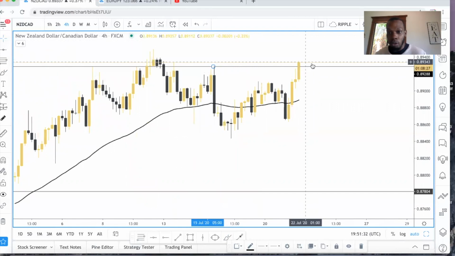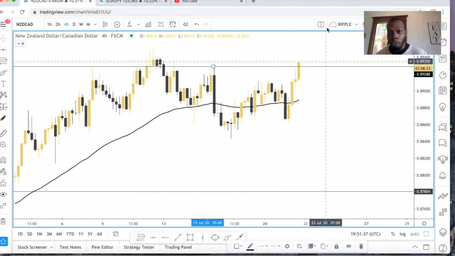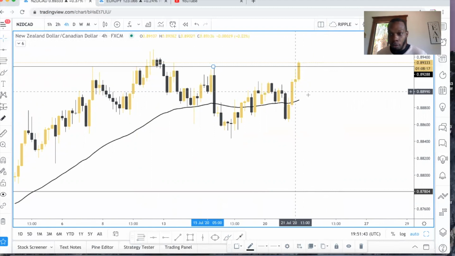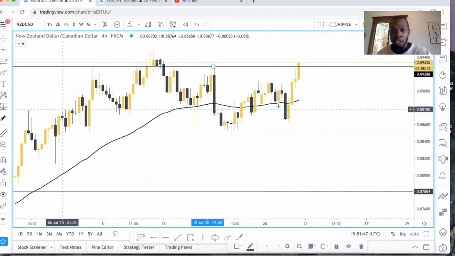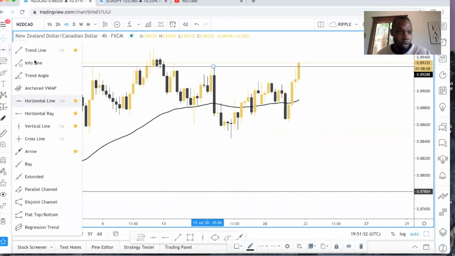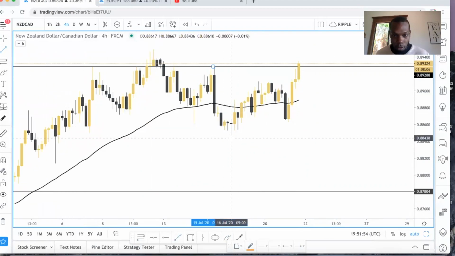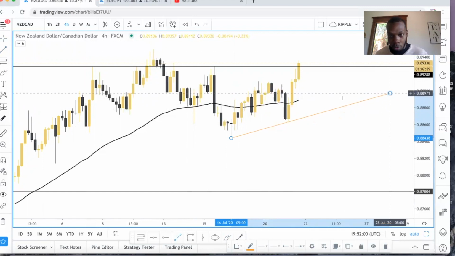If we get those closes above, then overall we could see NZD push back up towards 0.90. But if we break back below 0.89 and hold below that, then overall we can see NZD push back down another 50 to 100 pips. It's just that right now the market looks more bullish. You can also draw a slight trend line from this low like that. So the market would need to break back below this trend line in order for the sales to look more valid.